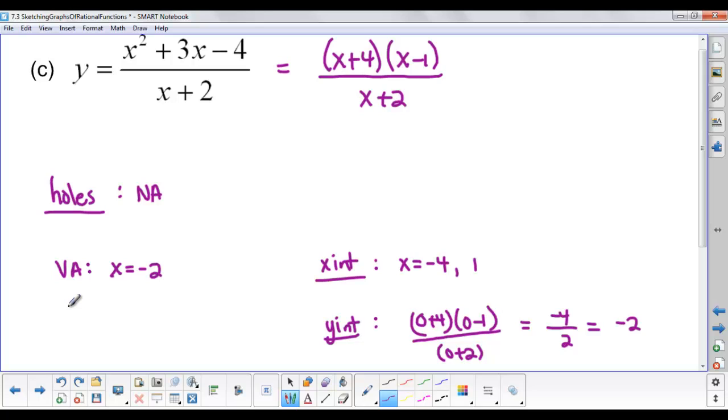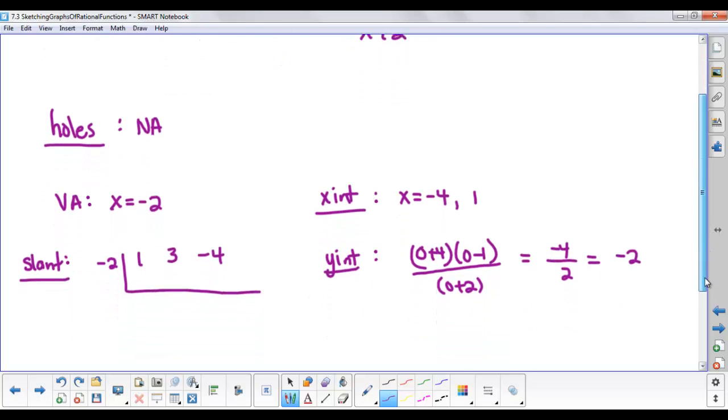And remember from the investigation from the other day, when the degree of the numerator is larger than the degree in the denominator, then we actually end up with a slant asymptote. And to calculate the slant, we actually do the division. So we're going to divide x plus 2 into our polynomial up top. And the way that we can do that is to use synthetic division. So our divisor would be the x plus 2, so our root would be the -2. Then the coefficients of the numerator would be 1, 3, and -4.